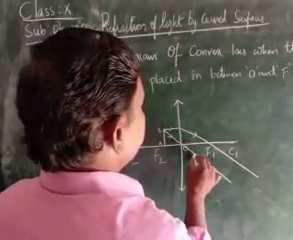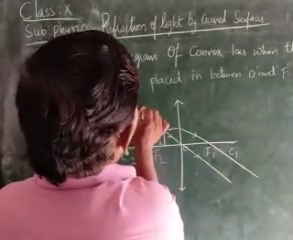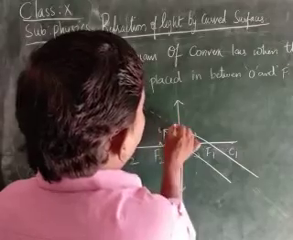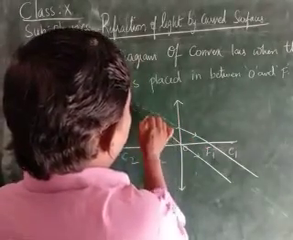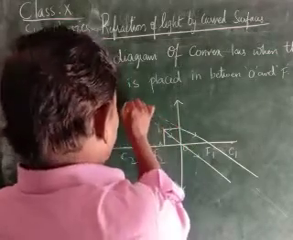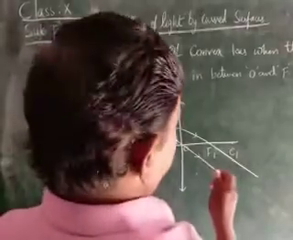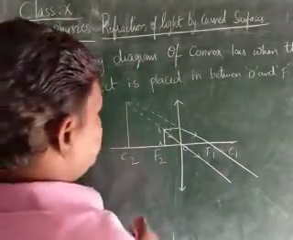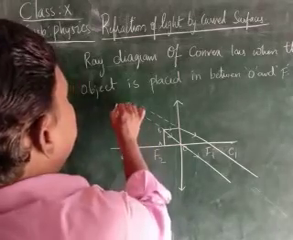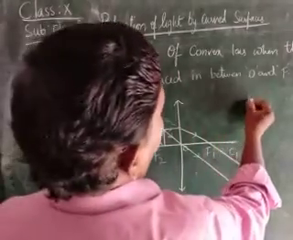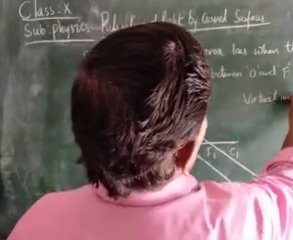But here, children, the image formed is a virtual image. That means here in this case, virtual image. Why? Because the image is formed inside the lens, children. A dash, B dash. Image formed is a virtual image.